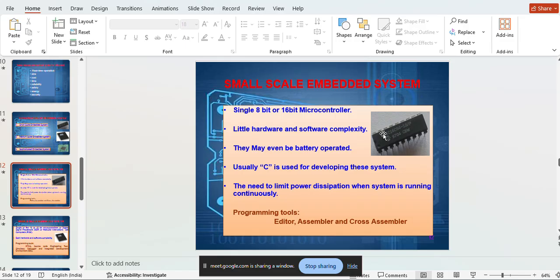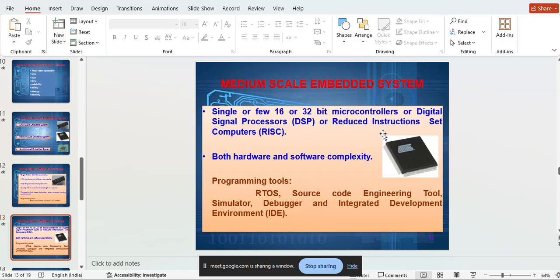Now the next one is medium scale embedded systems. These are like 16 or 32-bit microcontrollers. They are also called digital signal processors, or RISC, reduced instruction set computers. These have more hardware and software complexity compared to small scale embedded systems.